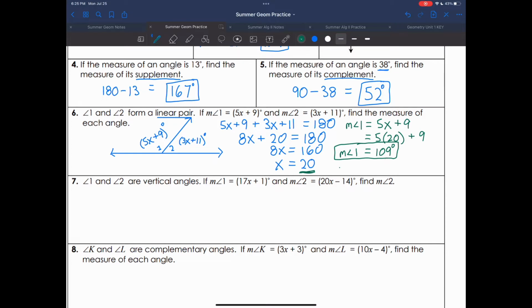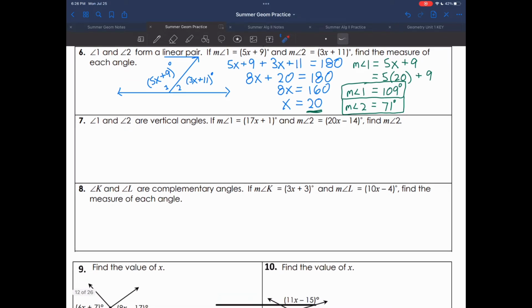Okay, now if I want to find the measure of angle 2, there's actually two ways you could do this part. For the measure of angle 2, you can take 20 and plug it in for x right there. Do 20 times 3, which would be 60, plus 11, which would be 71, right? That one's easy enough, 71 degrees. Or keep in mind, those angles are supplementary, meaning they add to 180. So once you found this one, you could have just done 180 minus 109. And 180 minus 109 does equal 71. So you could do it either way. Okay, now we've answered the question and we can move on to the next one.